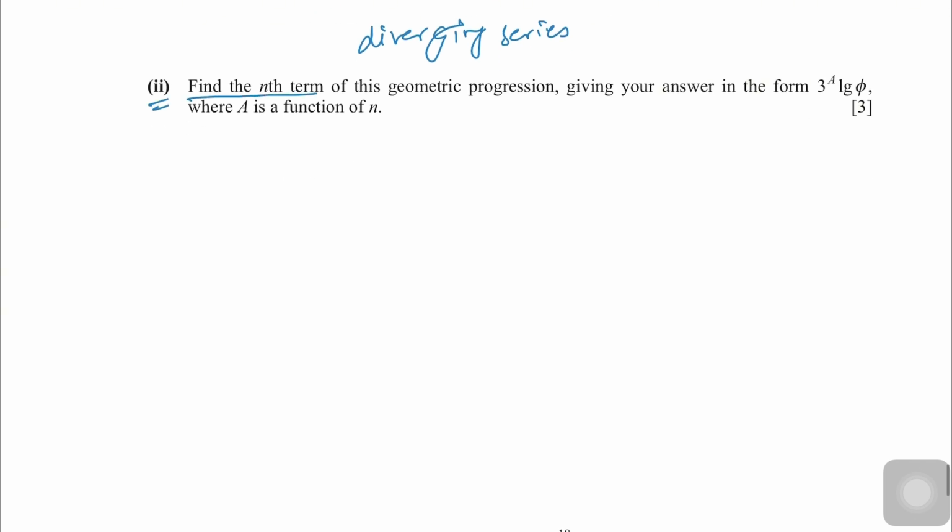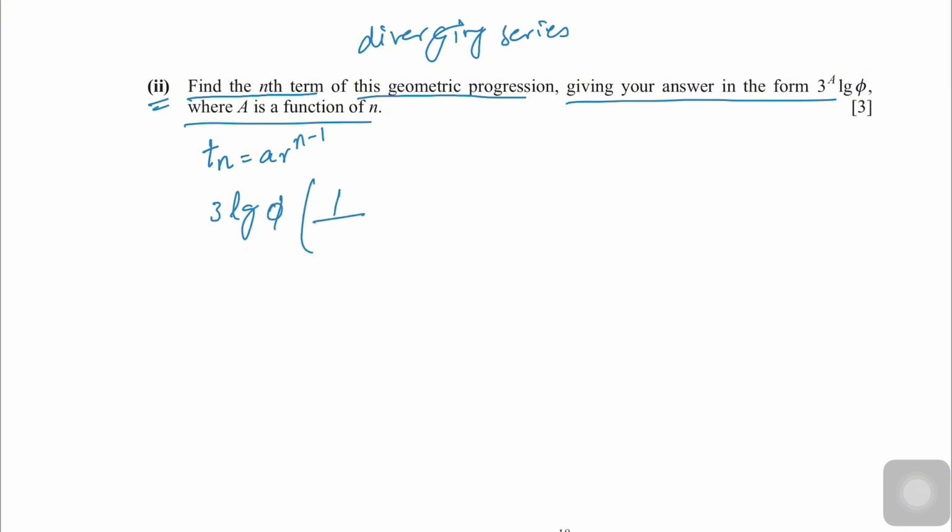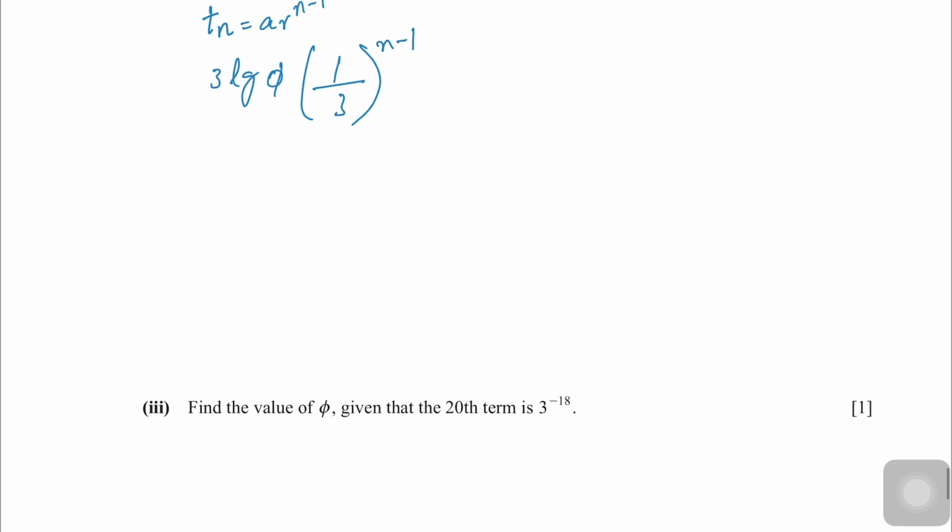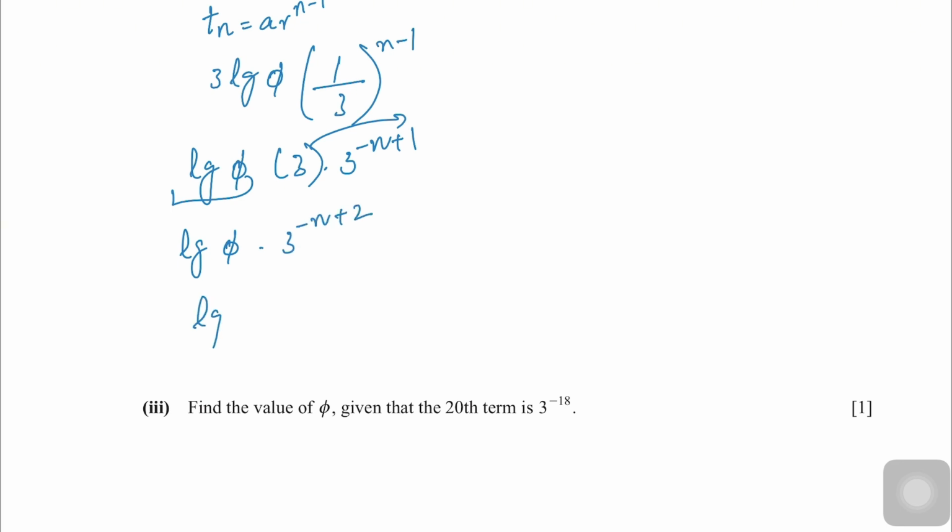Now in part 2 we are asked to find the nth term of this geometric progression, giving your answer in the form 3 to the power a times lg 5, where a is a function of n. For term n we have the formula a times r to the power n minus 1. We have our a as 3 lg 5, and r as 1 over 3, with the exponent n minus 1. Solving this, the 3 is separated, and this would be 3 to the power negative n plus 1. Since 3 is multiplied over here, it would be added, so this would be multiplied by 3 to the power negative n plus 2, which can be finally written as 3 to the power 2 minus n. So this is our final answer. Our a is basically 2 minus n, a function of n.